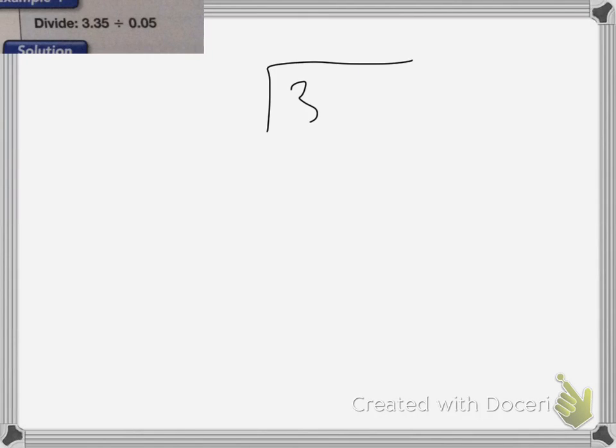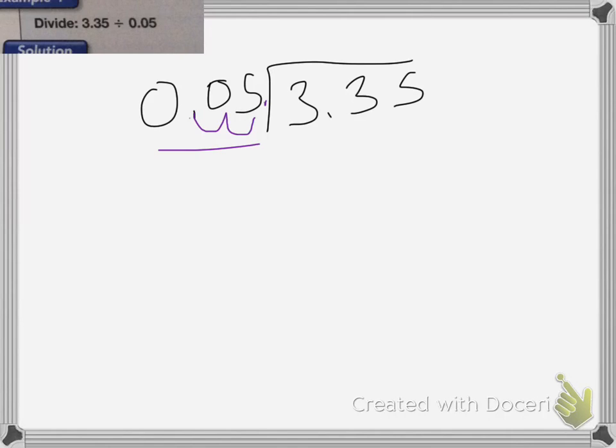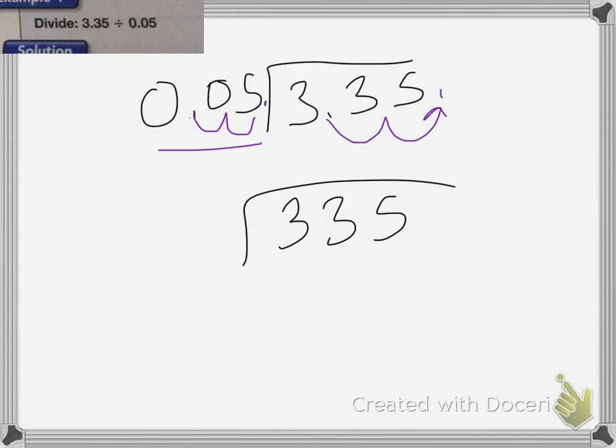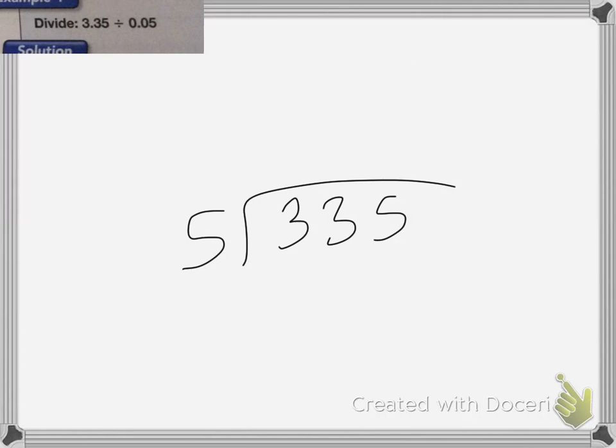Okay, let's write that out. Now I cannot divide by a decimal. So I'm going to move this decimal point to the right 2 places, 1, 2, to make this a whole number. Now if I move the decimal here, I have to move the decimal inside my equation as well. So I'm going to move the decimal 1, 2 inside here. So I end up with 335 divided by 5. Okay, because remember, you cannot divide by a decimal.